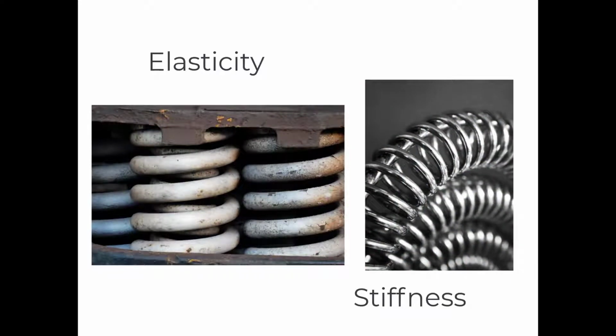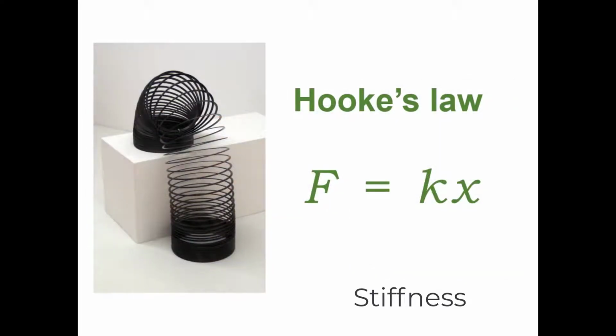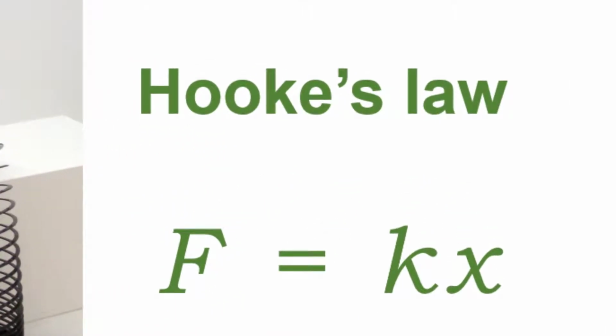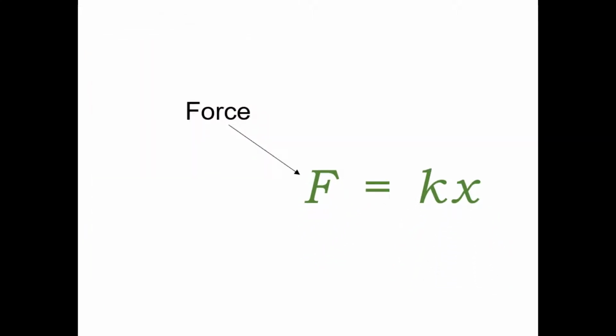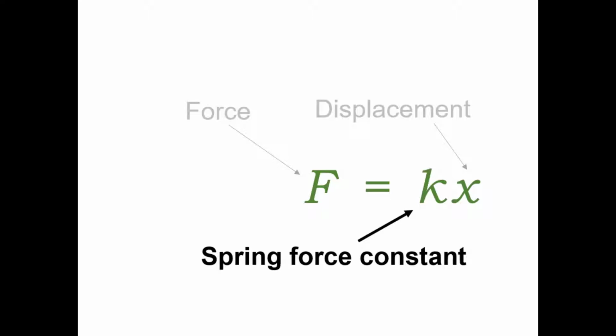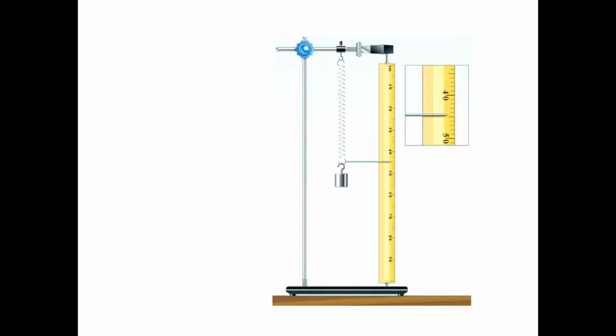The amount of force required to deform a spring depends on its stiffness, a property determined by the force constant of the spring, a constant determined by Hooke's law. Here, F is the force applied to the spring, X is the distance the spring is displaced from its resting or relaxed position by the applied force, and K is the spring force constant. So if you know the force applied to a given spring and how far it is displaced by that force, then it is possible to calculate the force constant for that spring.